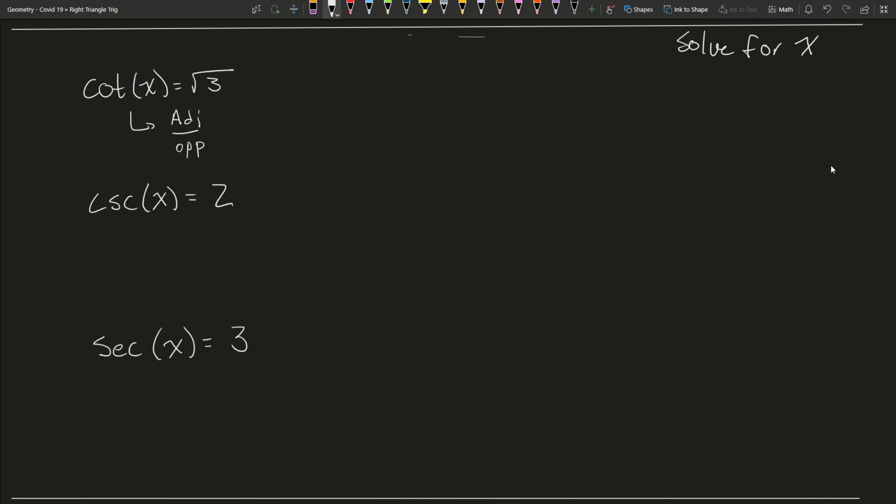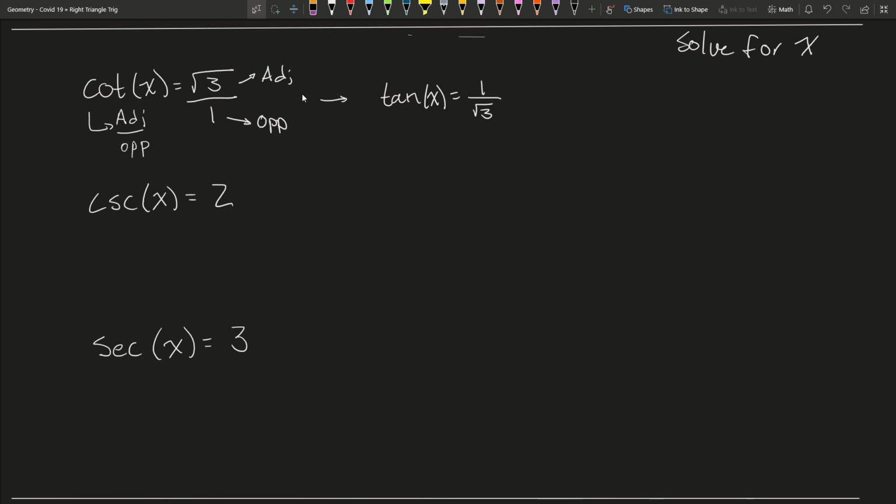All right, so this root 3 is really root 3 divided by 1, which means this numerator is our adjacent and this denominator is our opposite. Okay, so if we rewrite that in terms of tangent, we would get tangent of x is equal to 1 divided by root 3. Right, because tangent is opposite over adjacent.